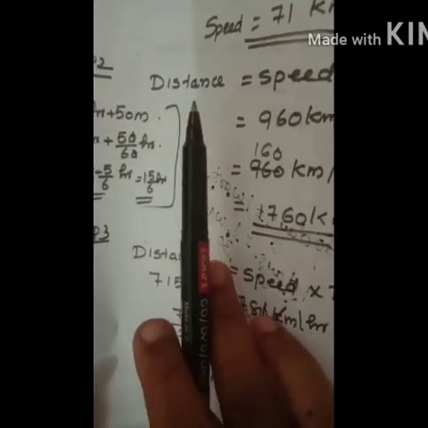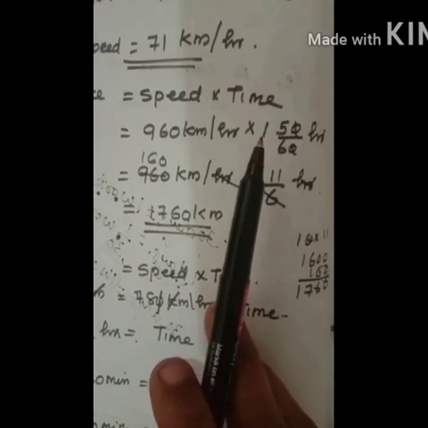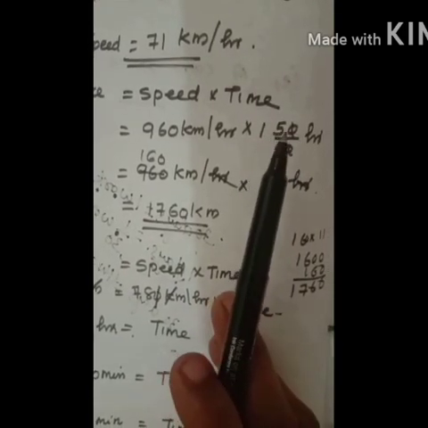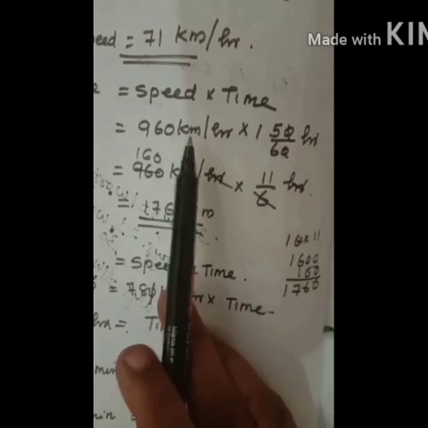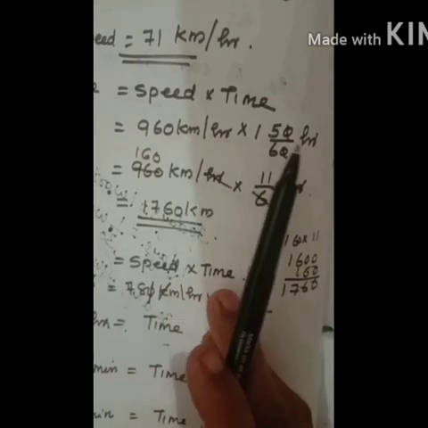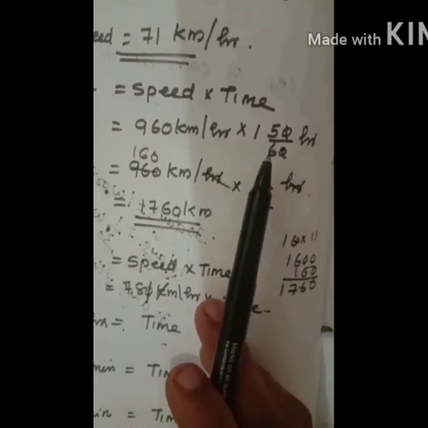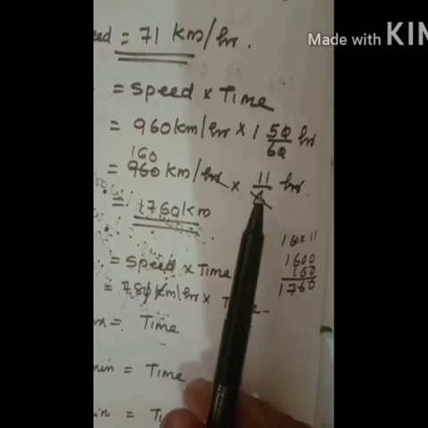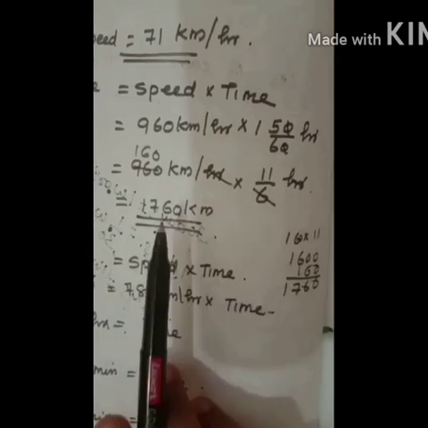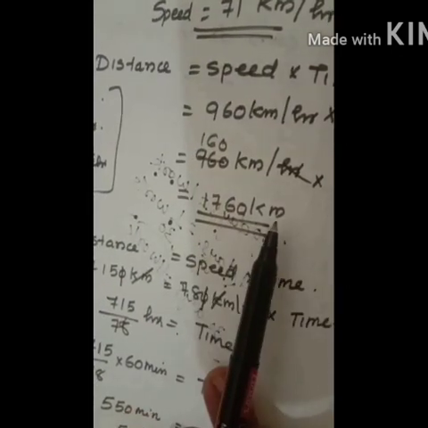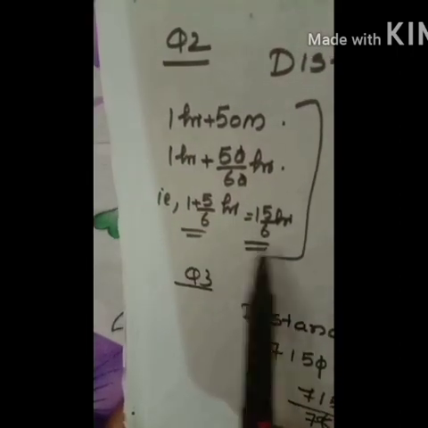Here distance you have to find out. Speed given 960 km per hour. Time given 1 hour 50 minutes. 50 minutes you have to convert into hours because kilometer per hour is given. So you have to convert the time into hours by dividing by 60. You can convert minutes to hours. Cut out, you will get 1 and 5 by 6, that is 11 by 6. Cut out, you will get 1760 kilometer. Okay, here I showed 1 hour 50 minutes has to be converted.